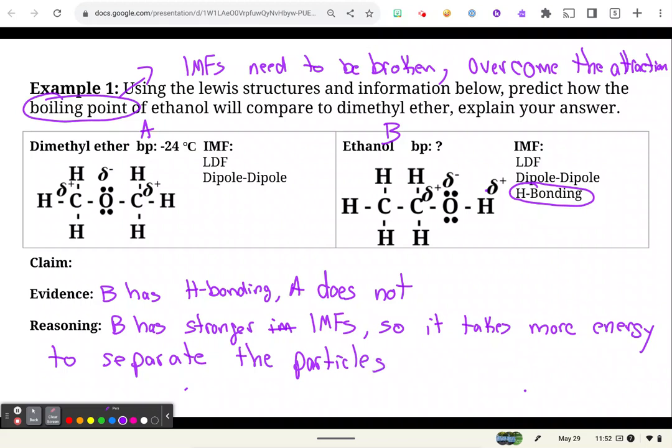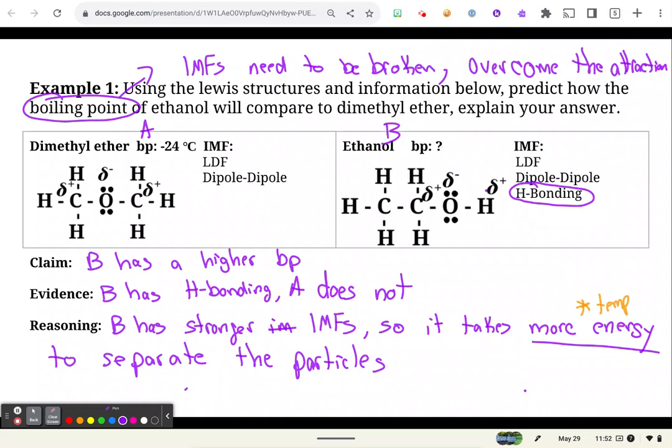So from there, now that I know which one takes more energy, because remember, we're talking about temperature. Temperature is our measure of kinetic energy. So if it takes more energy, that would lead to the claim that B has a higher boiling point.